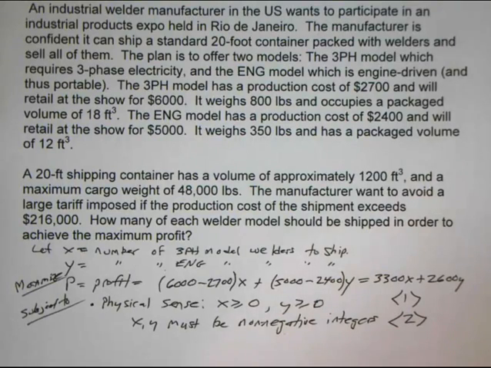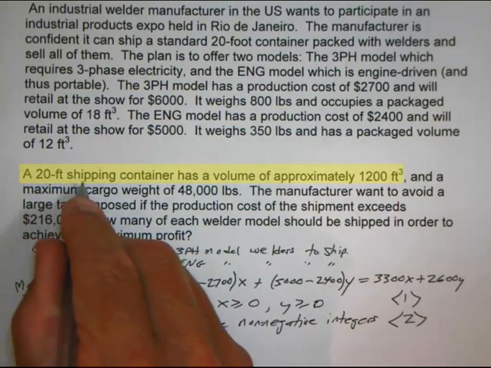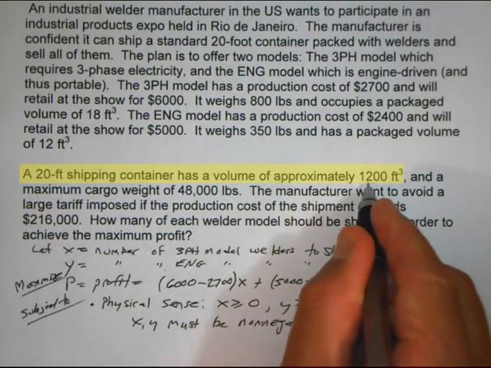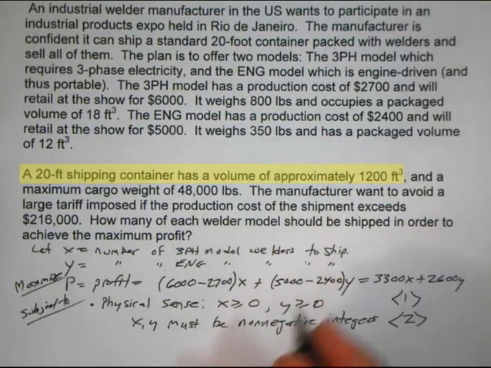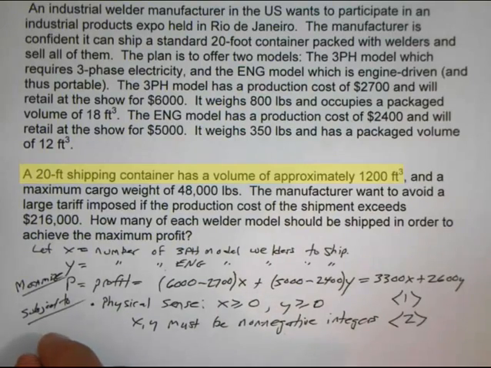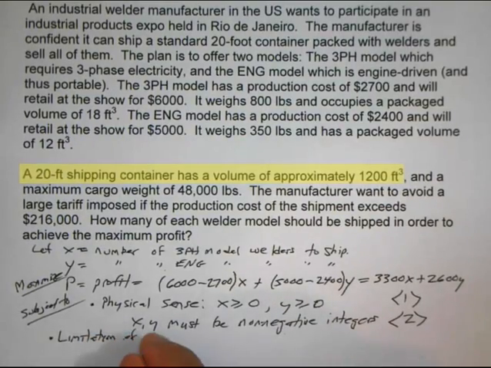Let's see, what else is going on here? Besides just physical sense, we have this shipping container. It's got a maximum volume, so there's a limitation to the amount of volume we can ship here. So we have here a limitation of container volume.